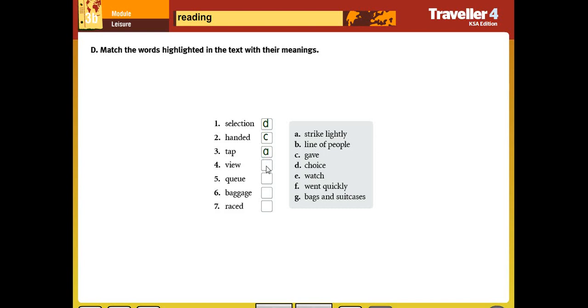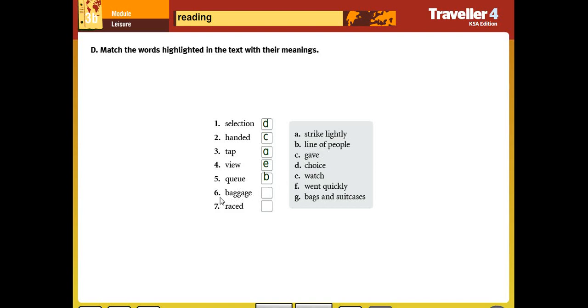When you view something, it means that you watch it. View means watch. This word is pronounced like the first letter. Just say Q. Q معناها صف أو طابور من الناس. معناها line of people. Q means a line of people.